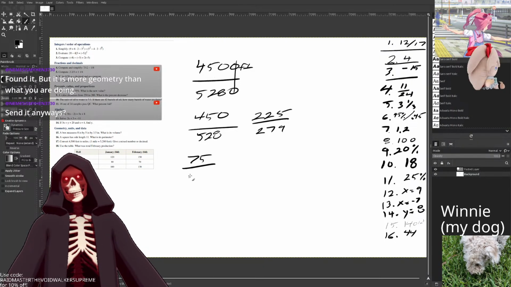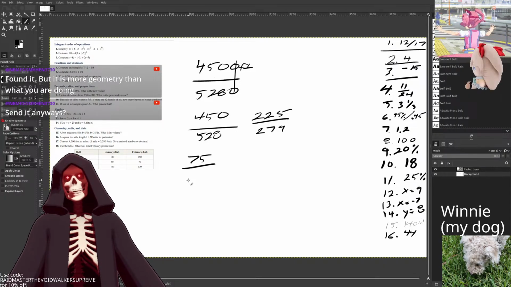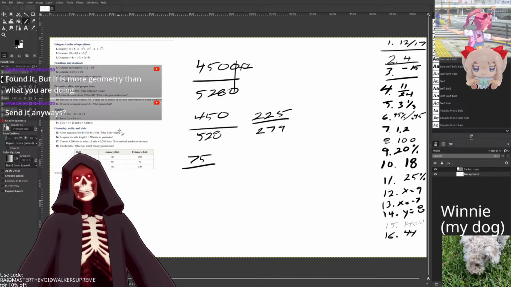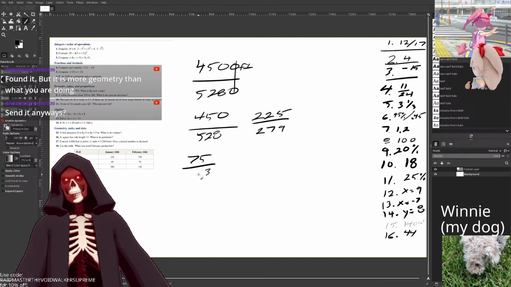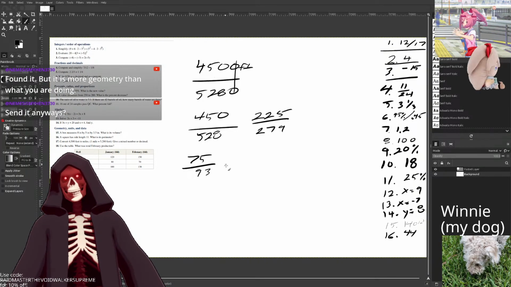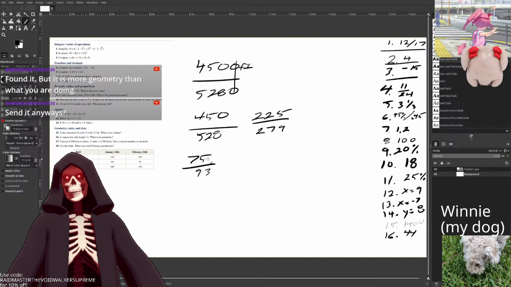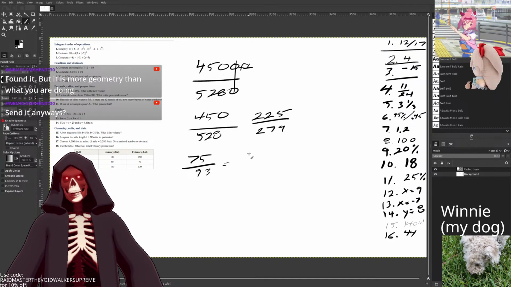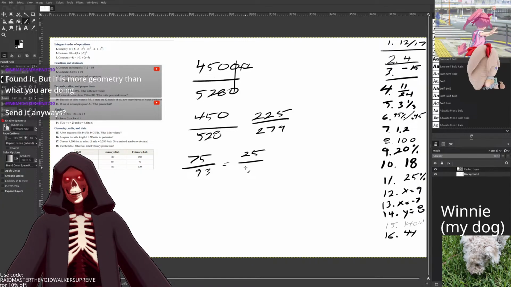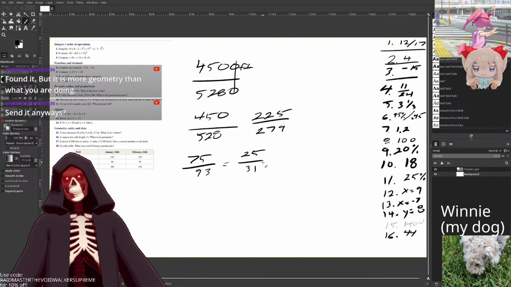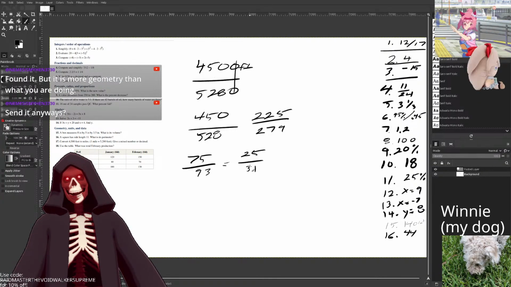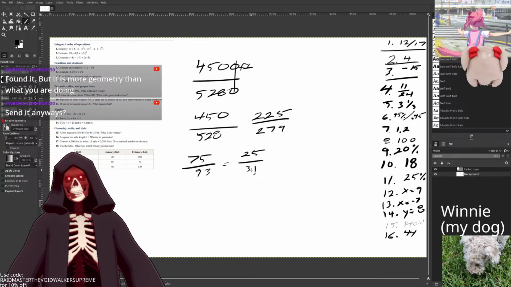So anyways, give me a second. 279. This is breaking my... Oh, hold on. Oh, I'm stupid. It's 327.93. We can still divide that by 3 again. We get 25 over 31, which cannot go any lower. So 25 over 31.